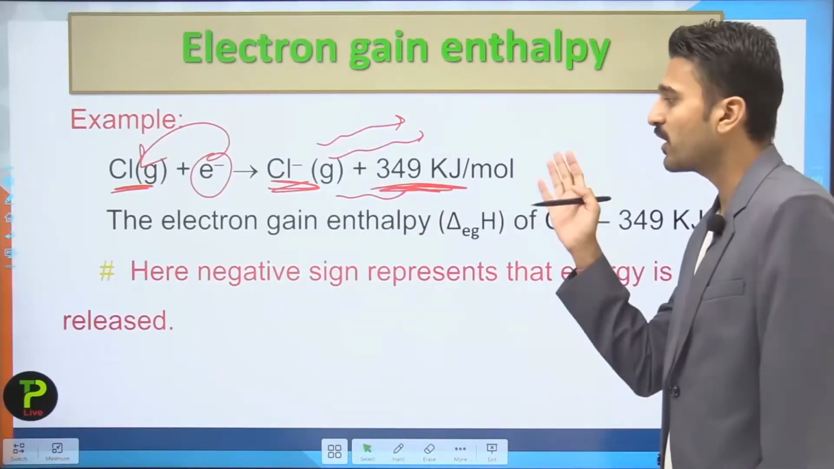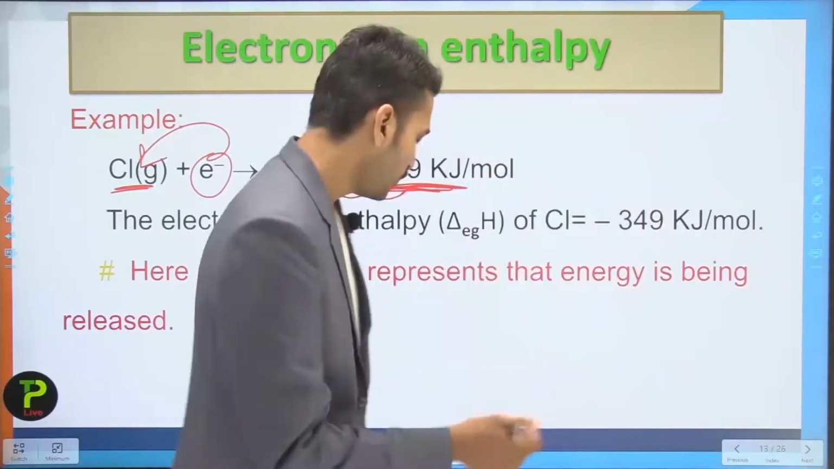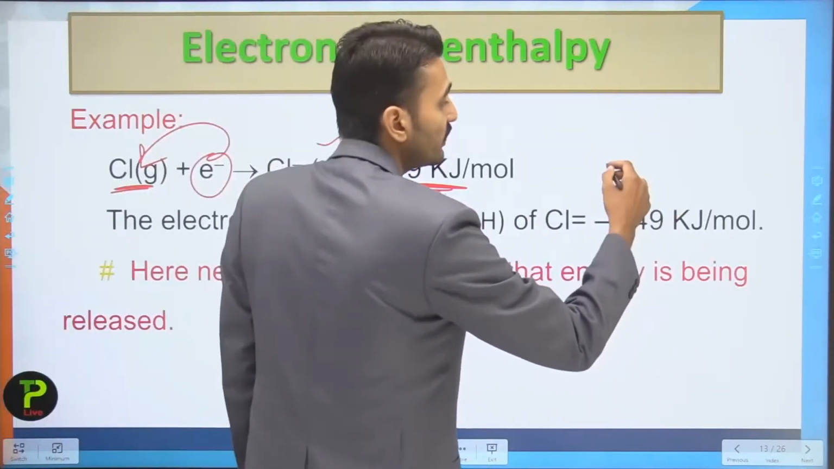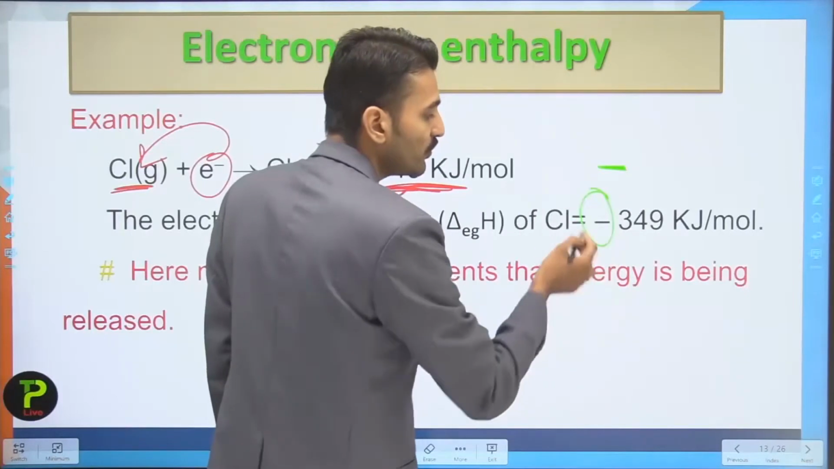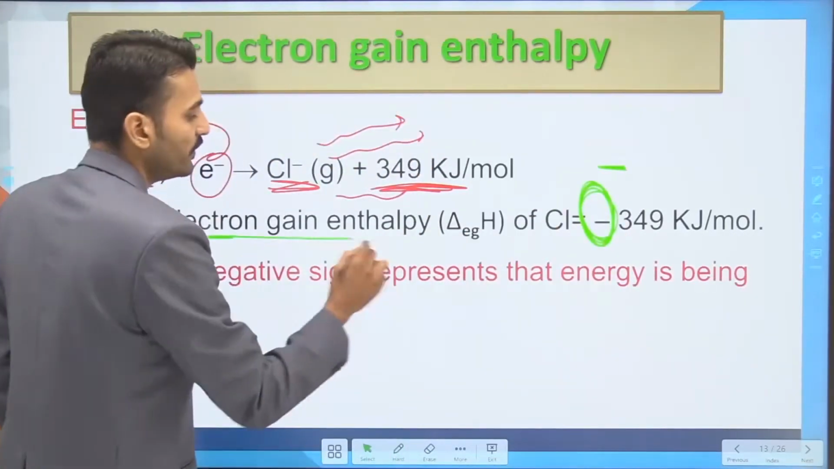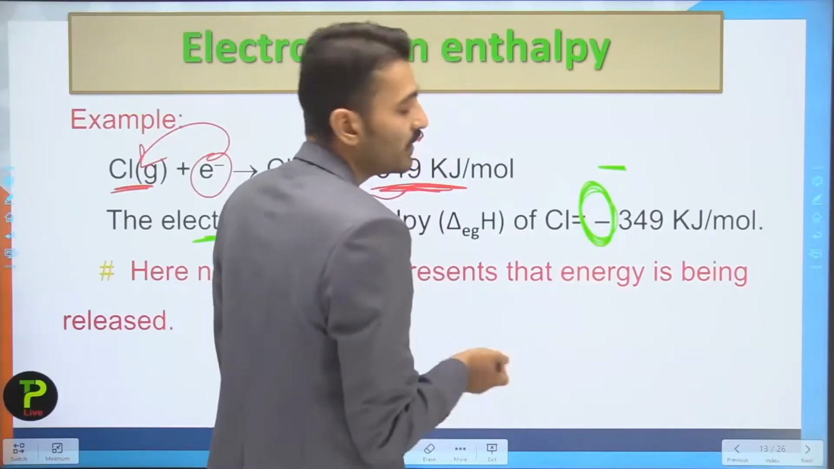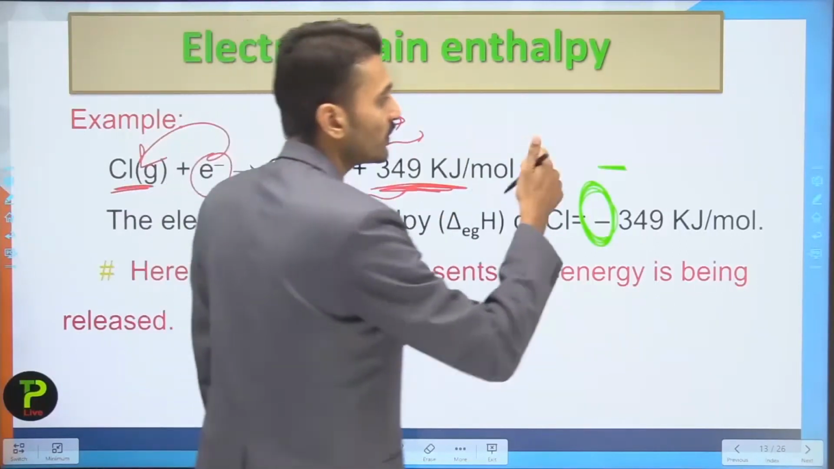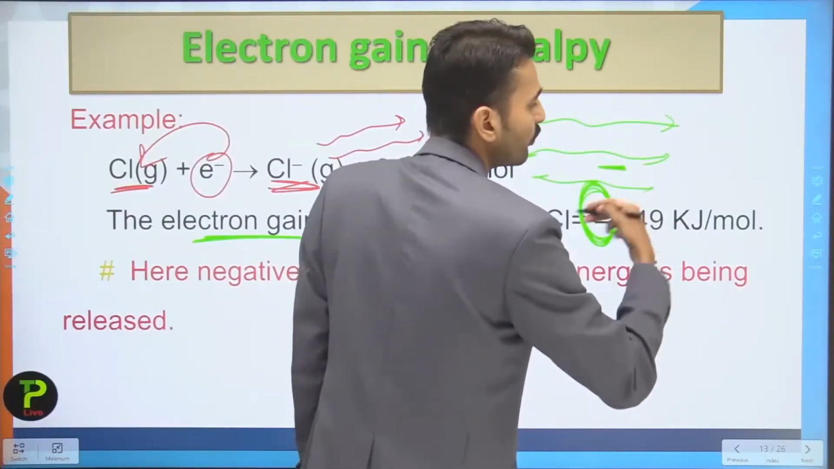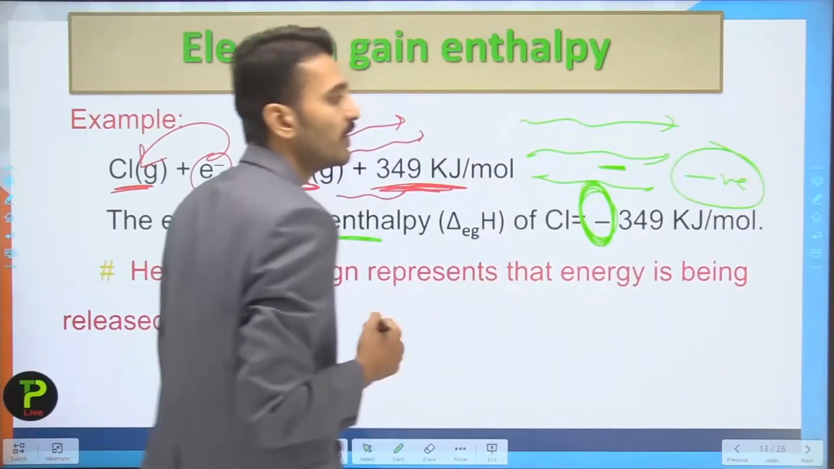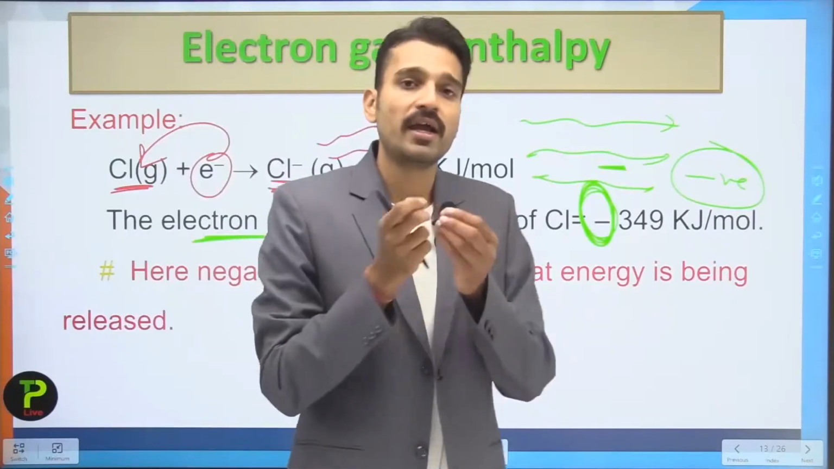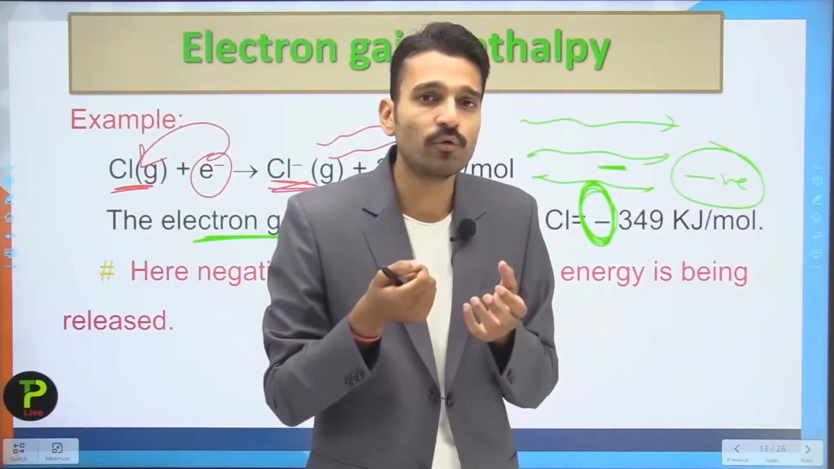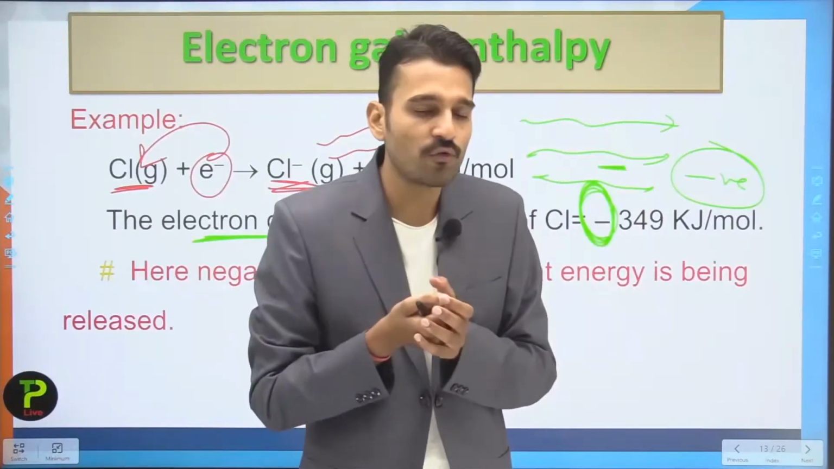Since this energy is released, it can be represented with the help of a negative sign. To represent the electron gain enthalpy, we use certain symbols. This is the energy which is being released. If the energy is coming out of the system to the surroundings, we have to provide a negative sign. And if I add an electron to any element, for example a metal, it will not release as much energy as it does for the non-metals.